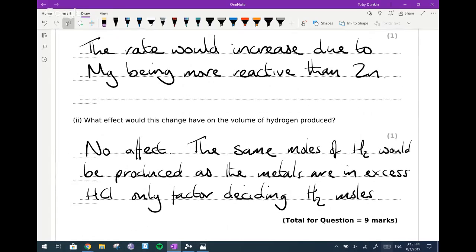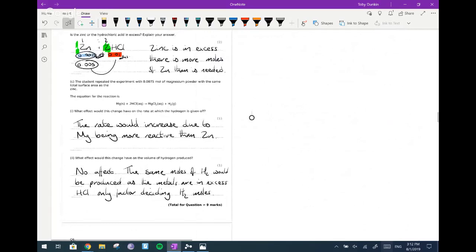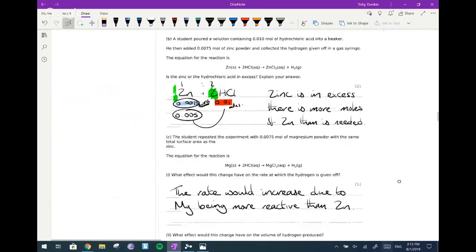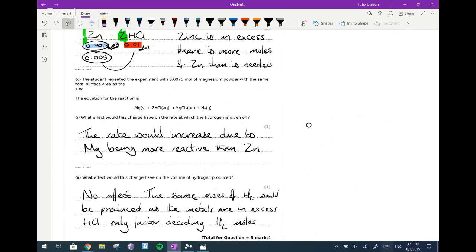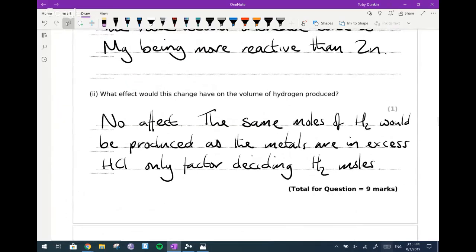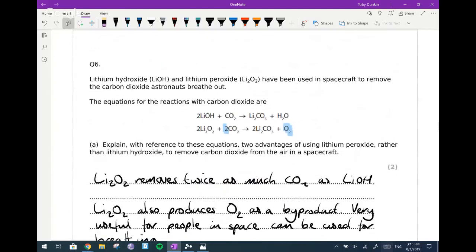What effect would it have on the volume of hydrogen? The answer is nothing at all. And the reason being is look at the 2 equations. 2 equations have the same ratios. If I use the same amount of moles, I'm going to get the same moles of hydrogen. I'm just going to make it more quickly. Remember that. All in the equation. Again, I don't spend enough time doing that in class, and I definitely need to do more of it.